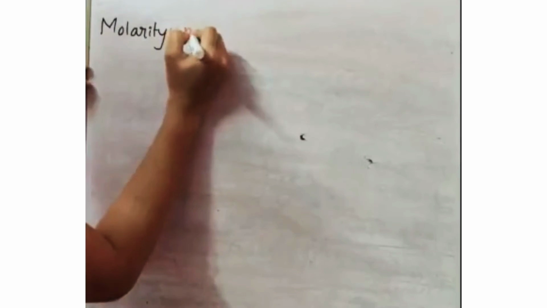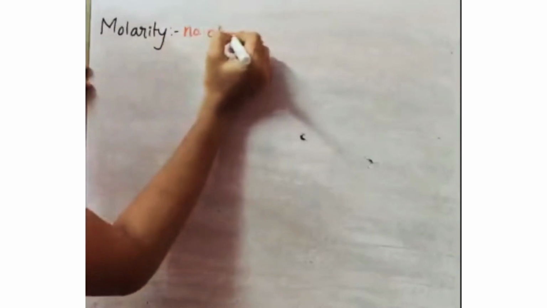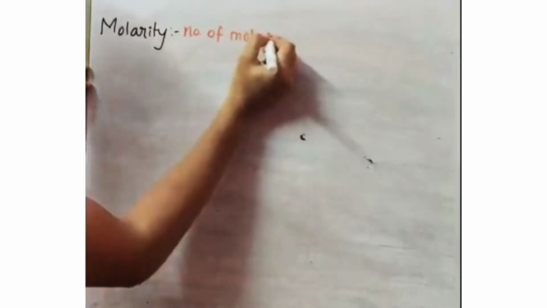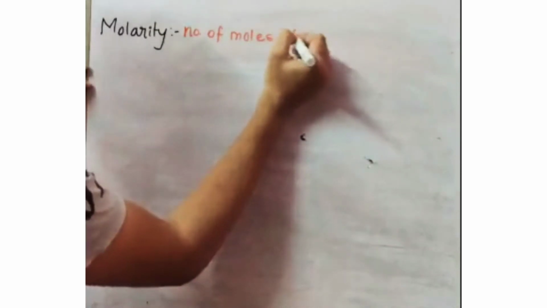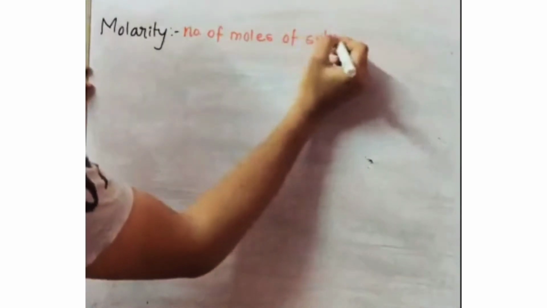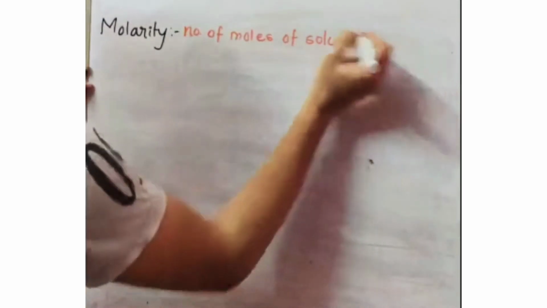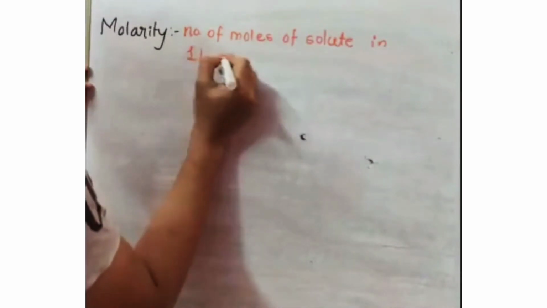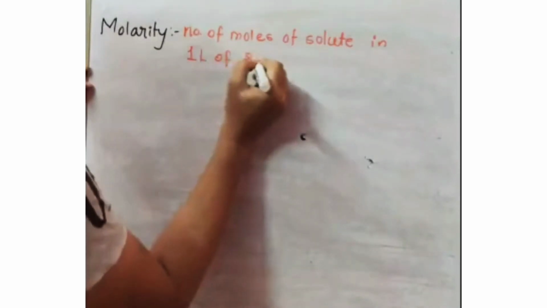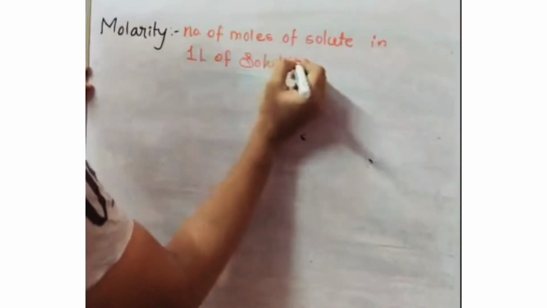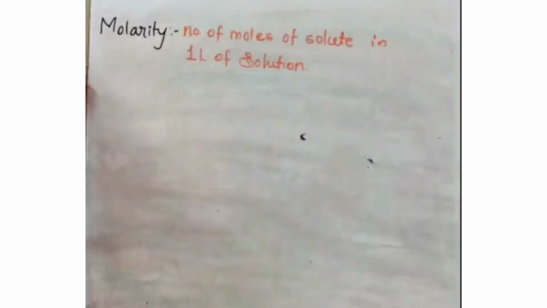So what is molarity exactly? Molarity is nothing but, let me write the definition so that I can explain it properly. It is nothing but the number of moles of solute in 1 liter of solution. What is it? It is the number of moles of solute in 1 liter of solution.